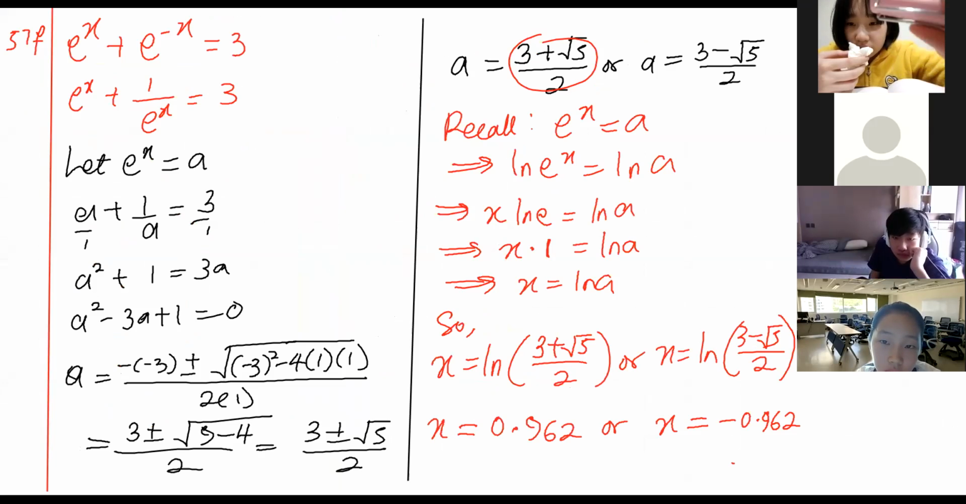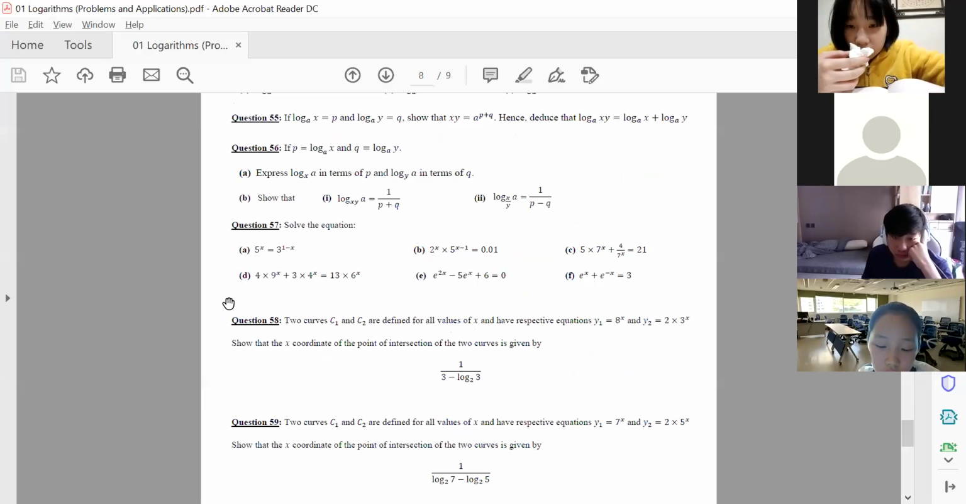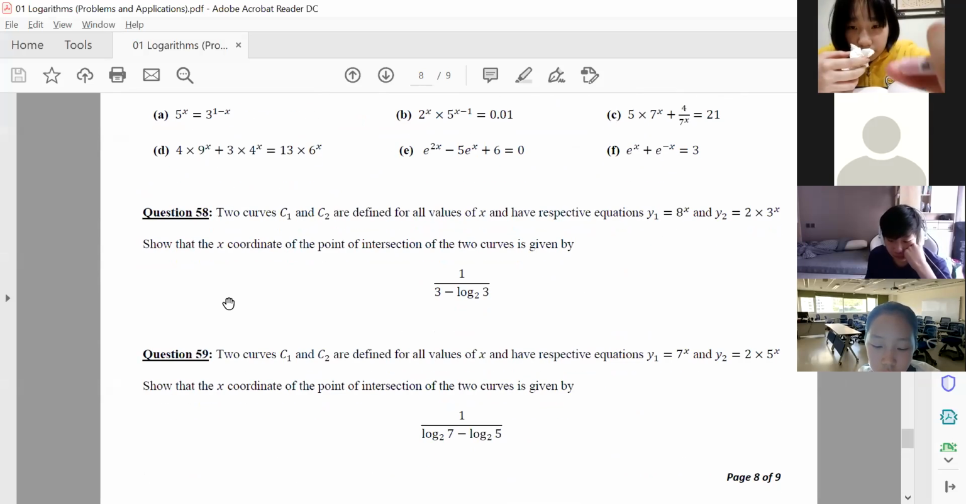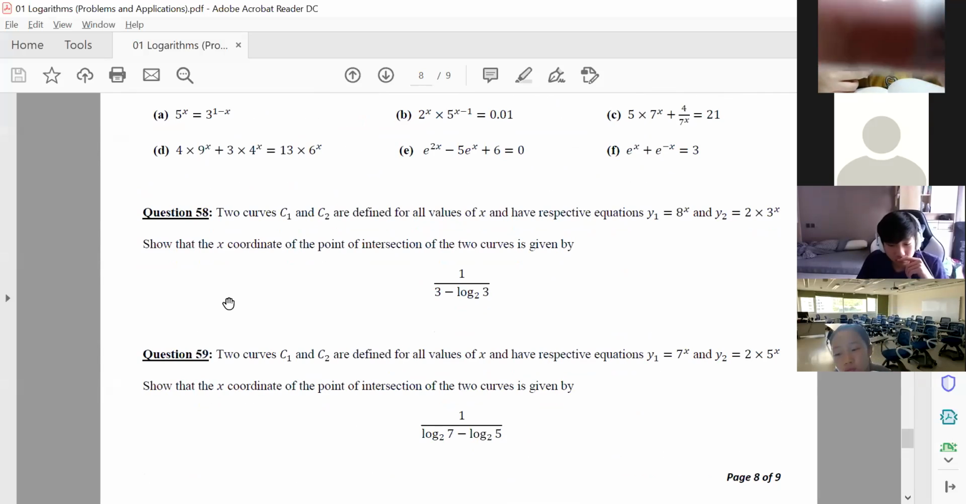Okay, now look at 58, everybody. I'm just going to explain this verbally. Look at 58, it's on the board. Two curves C1 and C2 are defined for all x. I hope you're paying attention, please, it's on the board. And have respective equations, y1 and y2. Show that the x coordinate of the point of intersection is given by this.